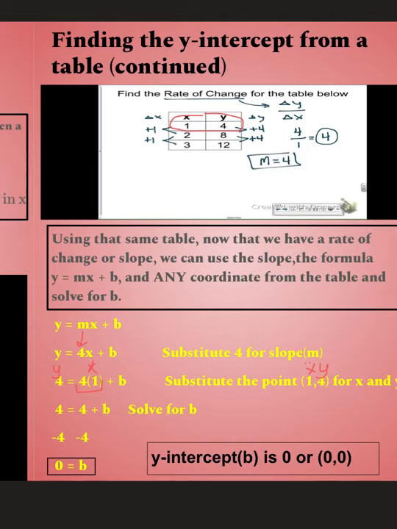So 4 times 1 gave you 4. Bring this down. Now you have this equation: 4 equals 4 plus b. Subtract 4 from both sides, and 0 is equal to b. So your y-intercept for this particular table is 0. So we have a slope of 4 and a y-intercept of 0.